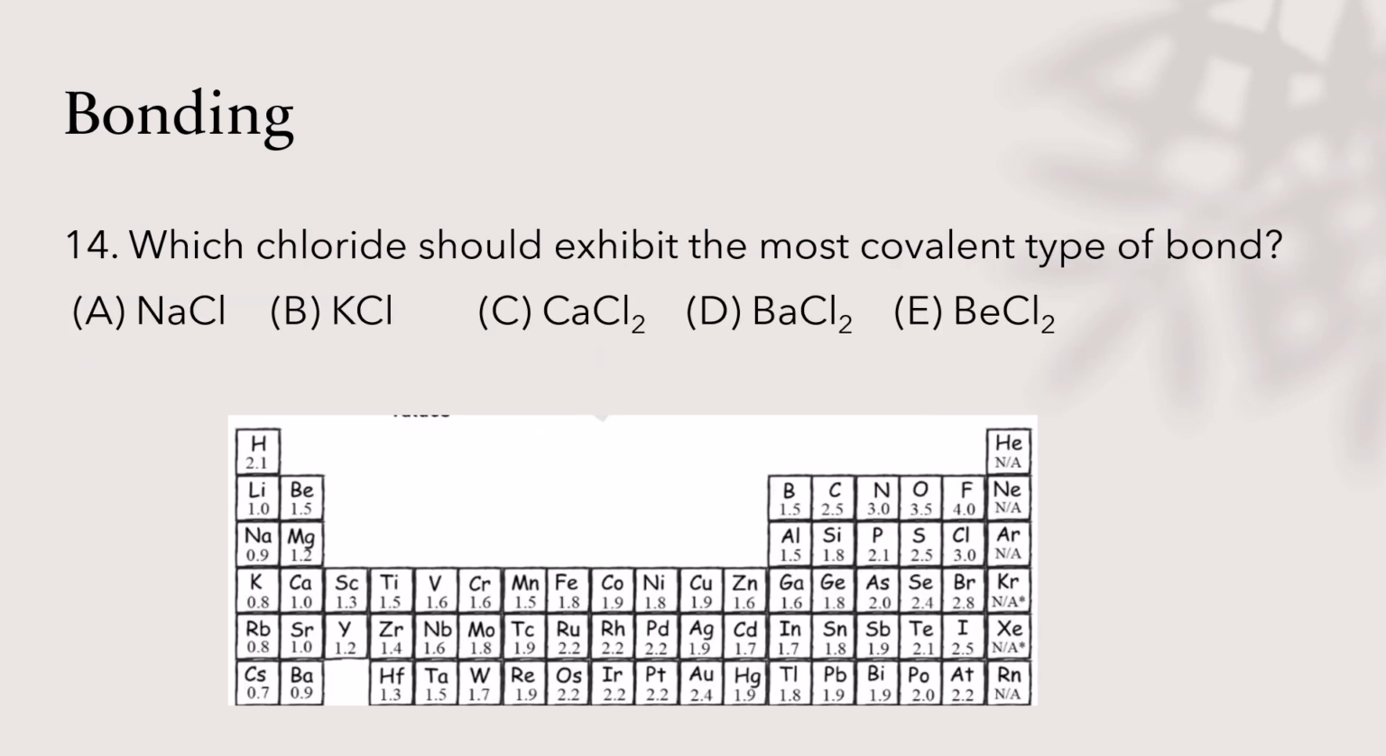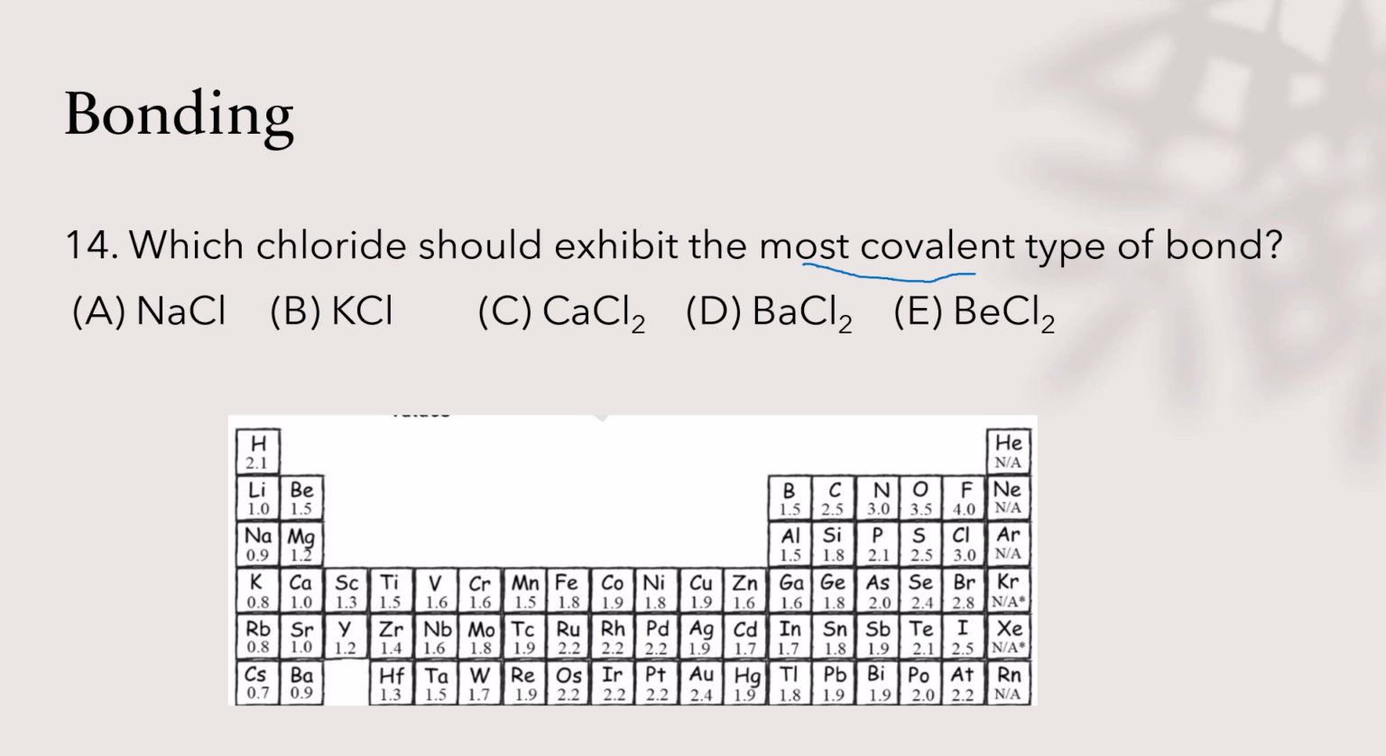So here's another bonding question. This one's asking which chloride should exhibit the most covalent type of bond. So all of these compounds have chlorine in them. So that's what they mean by chloride. And the most covalent type. Okay, so that doesn't mean it's going to be our classic two nonmetals or a nonmetal and a semimetal.